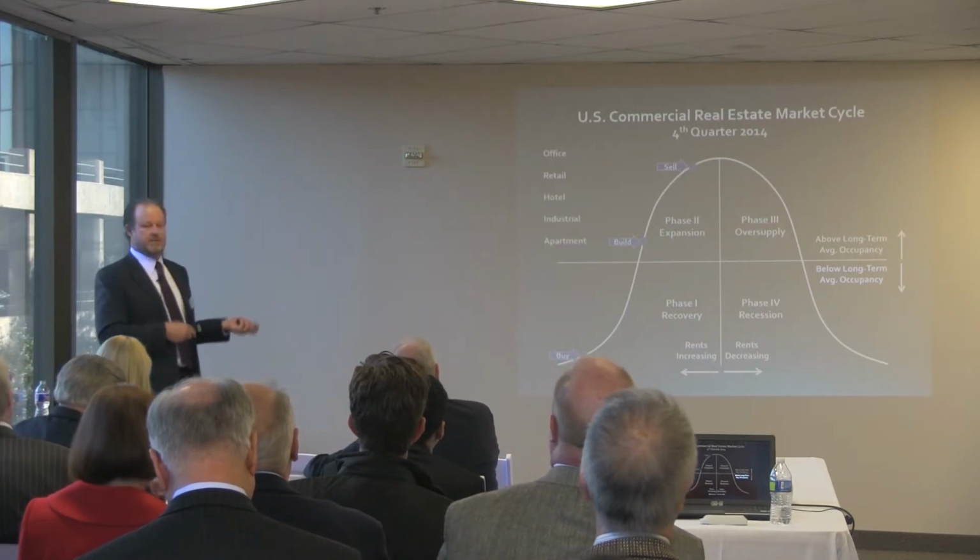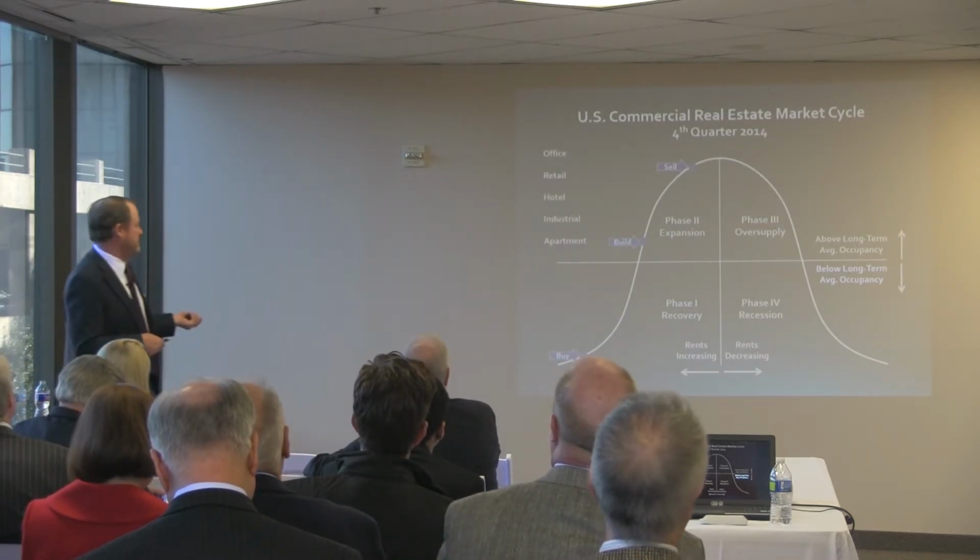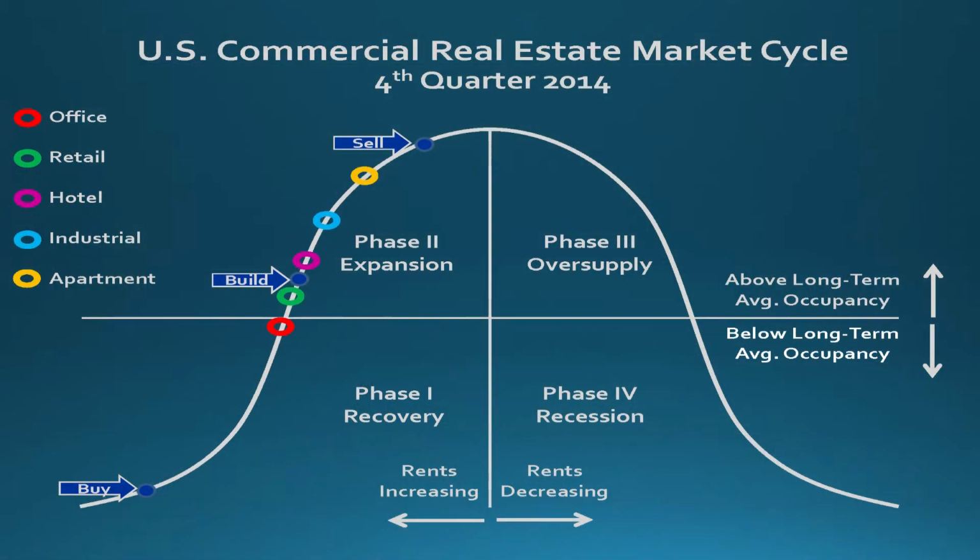So I'm going to represent U.S.-wide where these sectors are. So office is a red. I'm going to say office is probably late recovery across the board in the U.S., about to enter the expansion phase. Retail is in the early expansion phase in my estimation. Hotels are a little further along in the expansion phase. You're starting to see some hotel construction now. Industrial, a little further along, especially the warehouse distribution space. You're seeing quite a bit of new construction there.